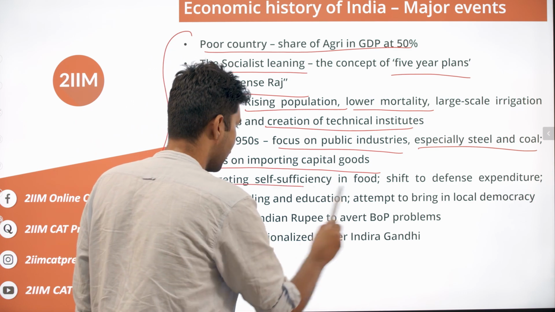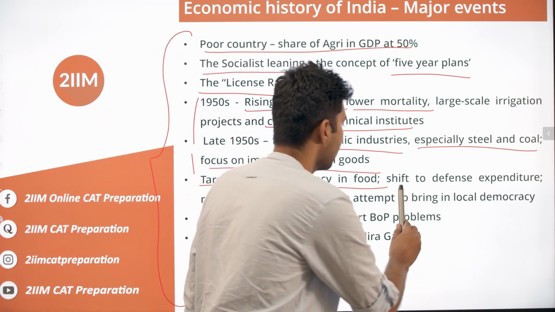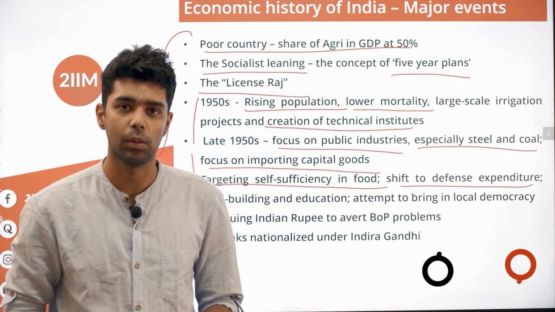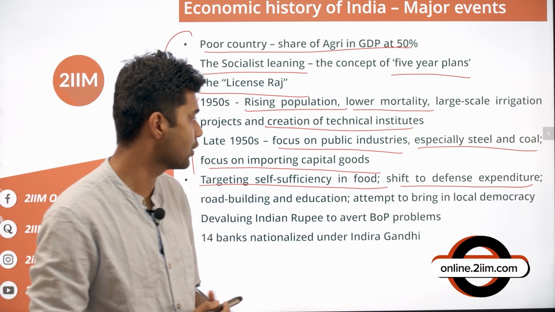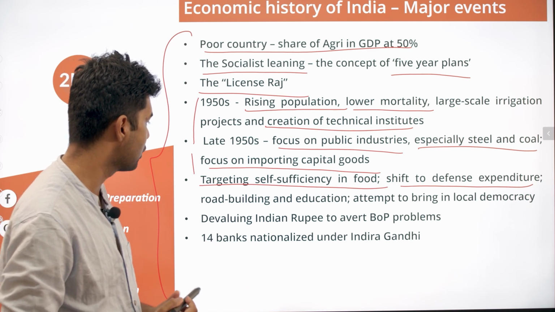So we have always targeted self-sufficiency in food. That was a major theme of the Third Five-Year Plan. But we were cut short in between because of the war with China. We also had war with Pakistan during that time in 1965. We had war with China in 1962. So defense expenditure had to be ramped up.